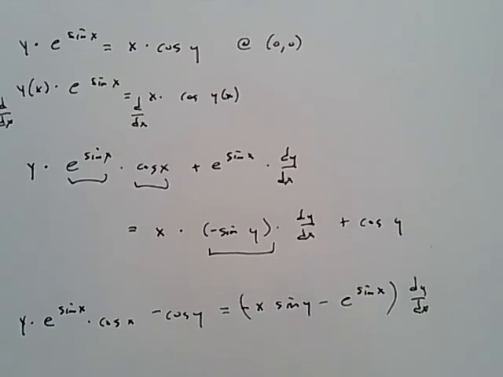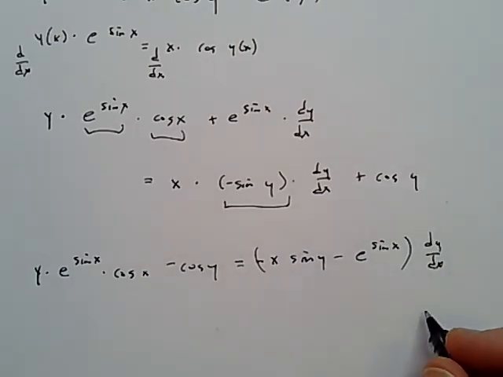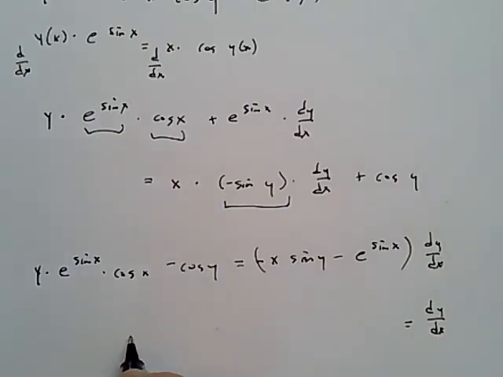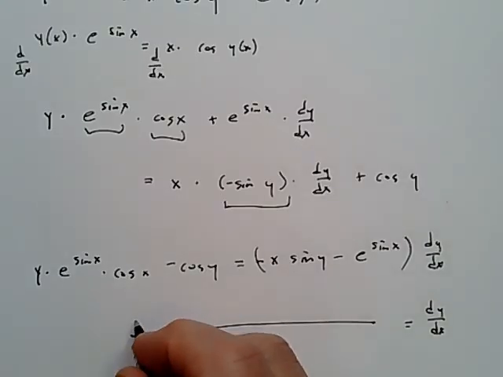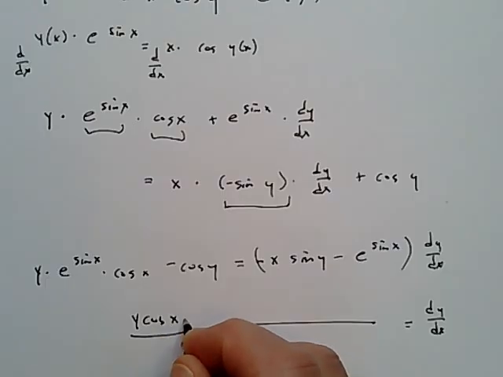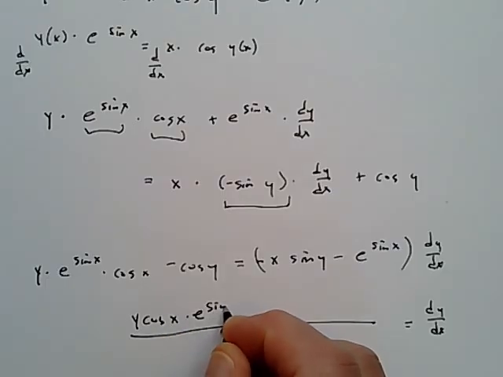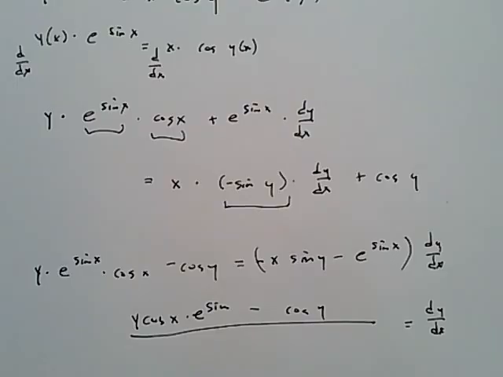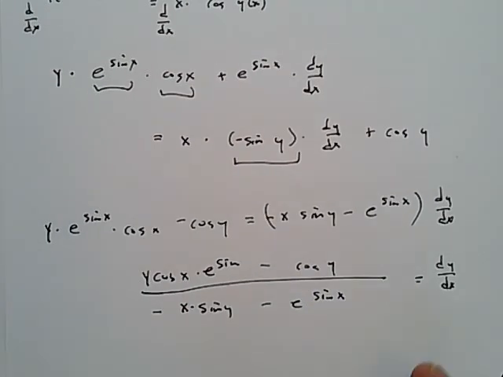Okay, and of course you solve for dy dx here by dividing. So dy dx equals, and I just have a big fraction, and it's not beautiful. So I guess y cosine x times e to the sine of x minus cosine of y. And on the bottom is minus x sine y minus e to the sine x. Okay, and of course a person finds the derivative by plugging in 0.